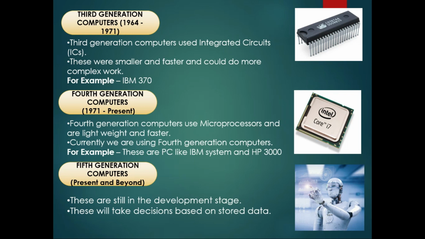These computers will be able to take decisions based on stored data. For example, Sophia, a robot which was created in Japan, is also an example of artificial intelligence. It can take decisions according to the stored data and it can give the output also.